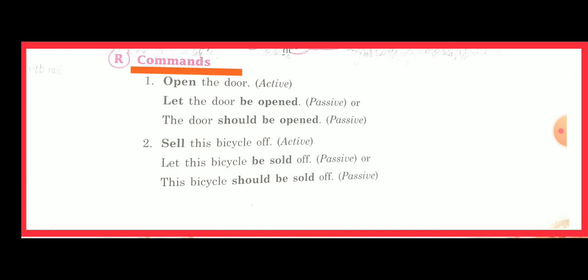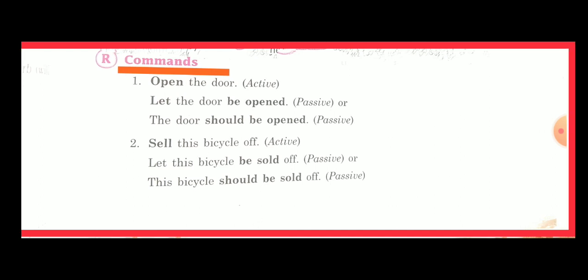Earlier we were learning about assertive and interrogative sentences, but if the sentence is given in imperative form, means in command order, then either we can use let plus be in passive voice, or we can use should plus be plus third form of the verb, like sell this cycle off. So either we can use let this cycle be sold off, or we can write it by using should be plus third form, like this cycle or bicycle should be sold off. These are the two ways of changing imperative sentences into passive voice.